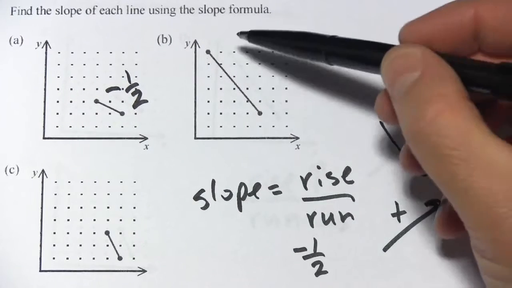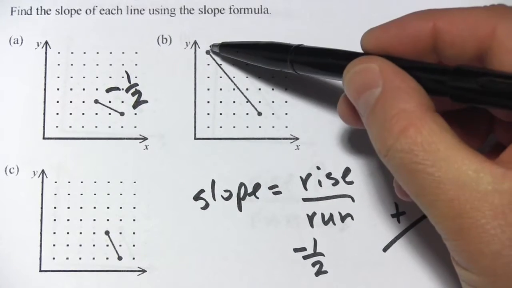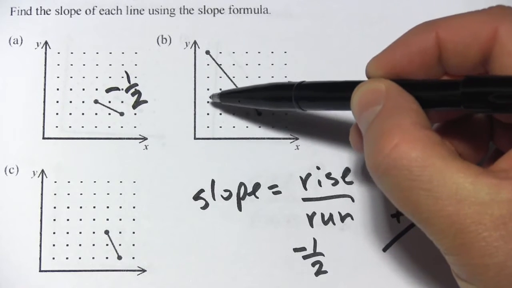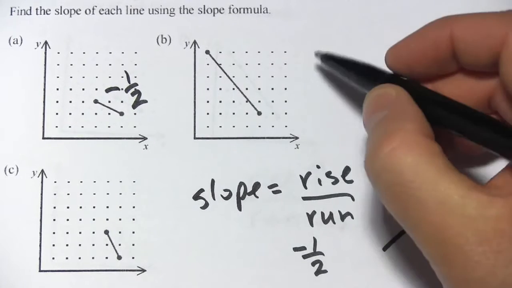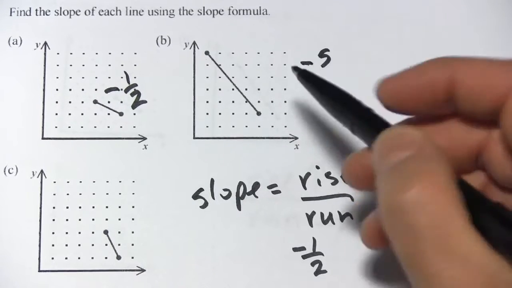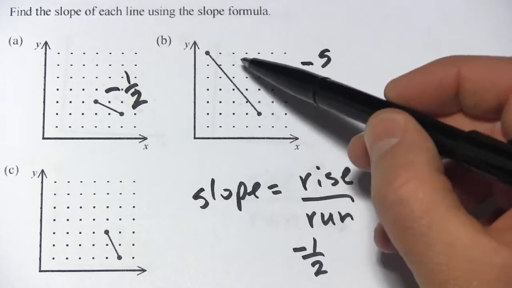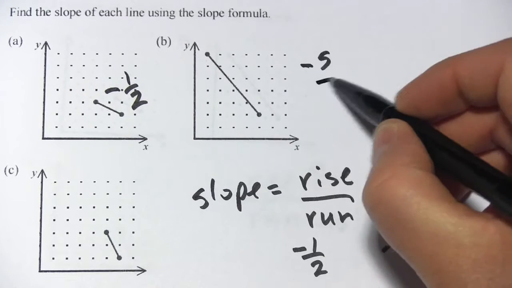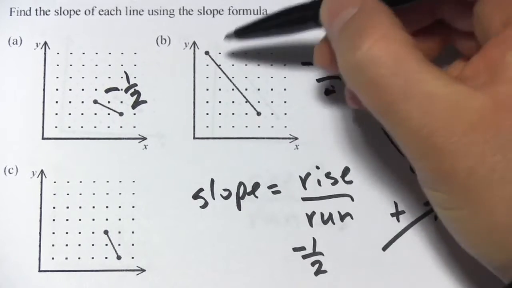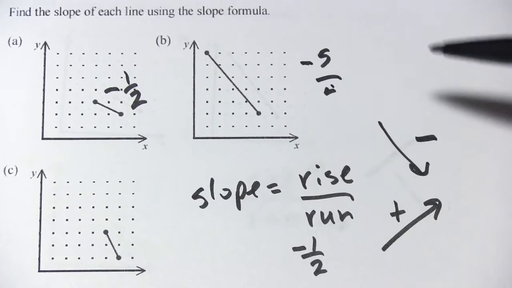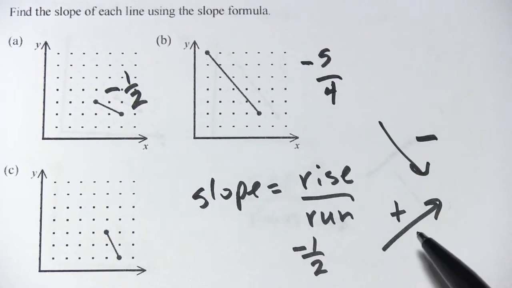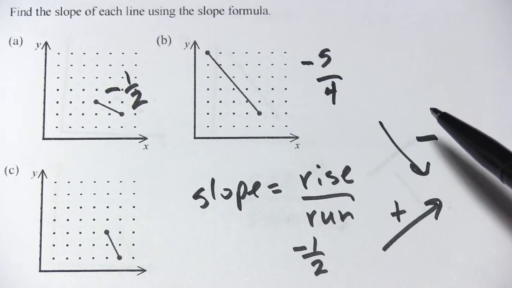All right, let's look at this next one. So again, it slopes down. I'm going to count how many down, and we'll put a negative sign in front of that. 1, 2, 3, 4, 5. So it's a negative 5 over, and how many does it go over? 1, 2, 3, yeah, 4. So this is a negative 5/4 for a slope.